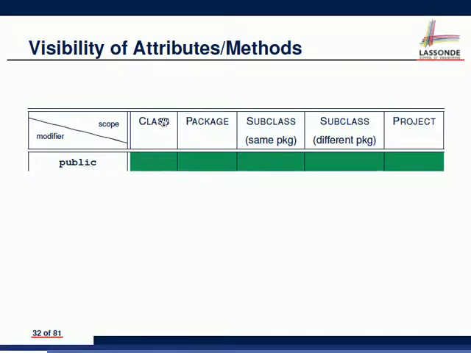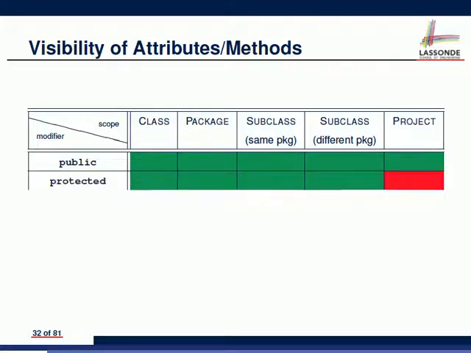That means any class, any package, and any package within the project can access it, so it's all green. It's just visible everywhere. That's the simplest case, but you have to be careful. Sometimes you might want to put some restriction on your attributes or methods. The next one would be protected.